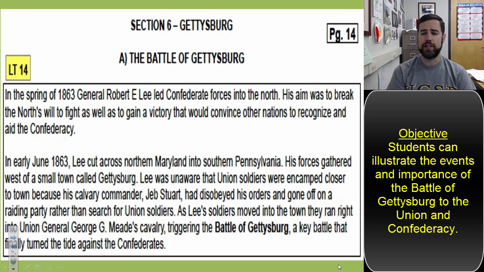Lee was unaware that Union soldiers were encamped closer to town because his cavalry commander, Jeb Stuart, had disobeyed his orders and gone off on a raiding party rather than search for Union soldiers. As Lee's soldiers moved into the town, they ran right into Union General George Meade's cavalry, triggering the start of the Battle of Gettysburg. This is going to be a key battle that is finally going to turn the tide against the Confederacy, because they're going to lose this battle, and they're going to be at a big disadvantage for the remainder of the Civil War.